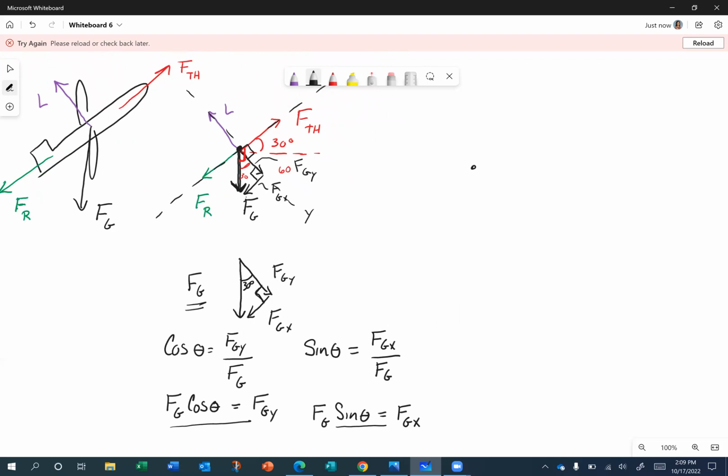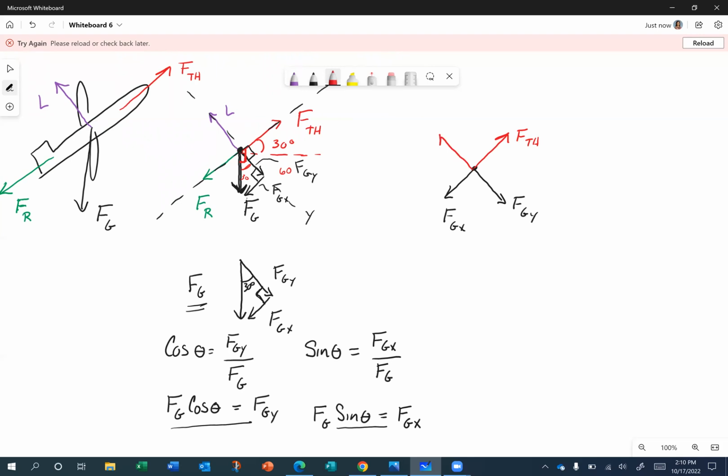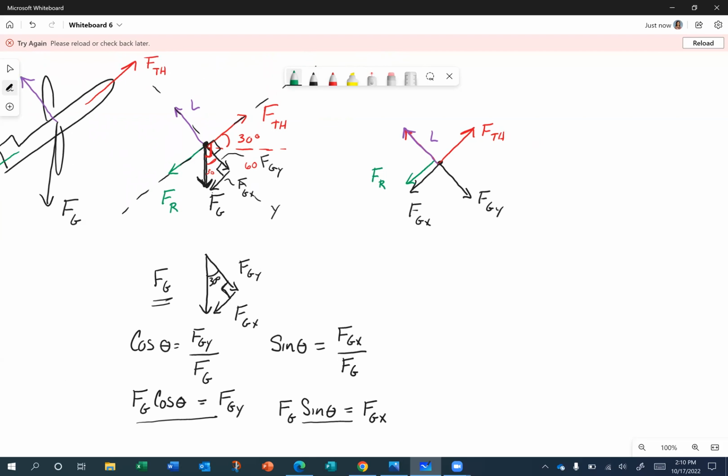I'm going to do that immediately when I'm cleaning this up. Now I'm going to come over here and only draw my X and Y components. So what I have is an FGY and FGX in my X and Y components. I have a thrust force. I have a lift force. And I have a drag force, or the air resistance force. So those are all my forces, all at right angles to one another.